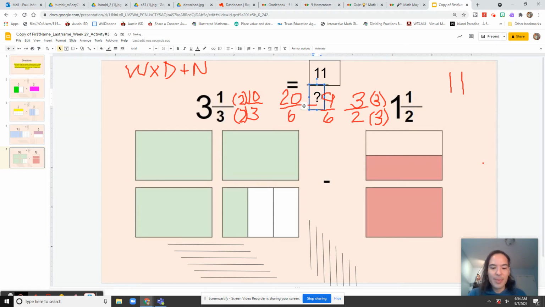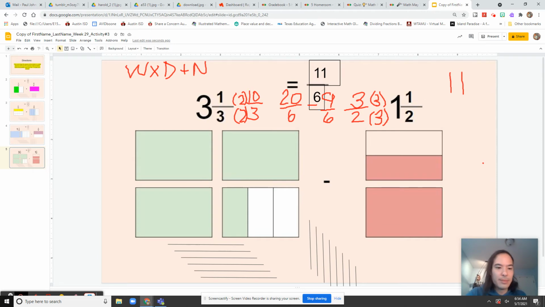And then our denominator should be 6. Once again, this is an improper fraction. If we wanted to make it a mixed number, it's 11 divided by 6. 6 goes into 11 one whole time, right?